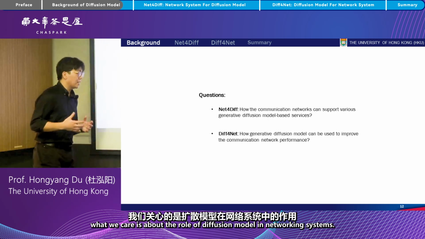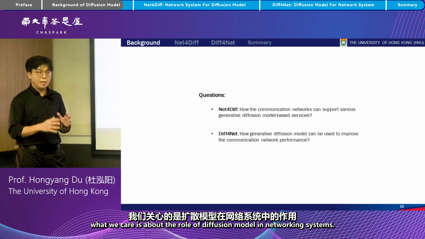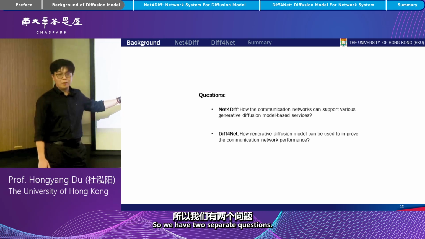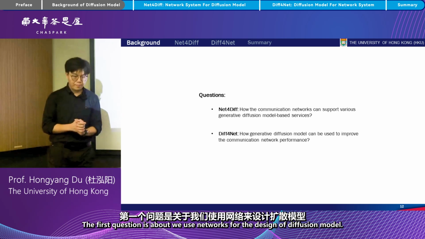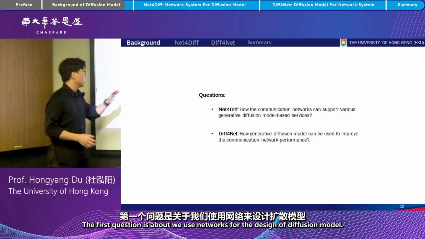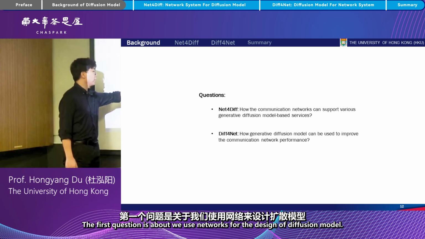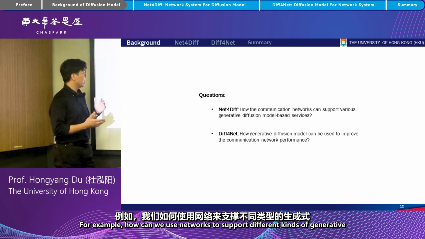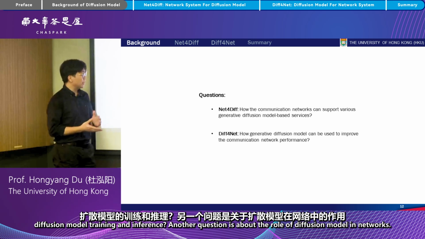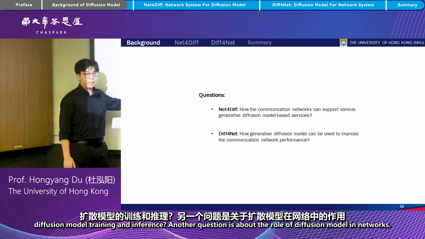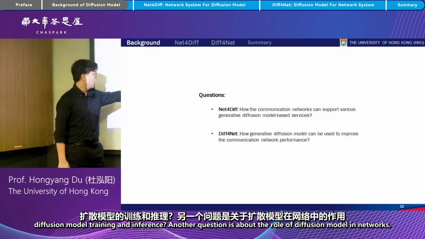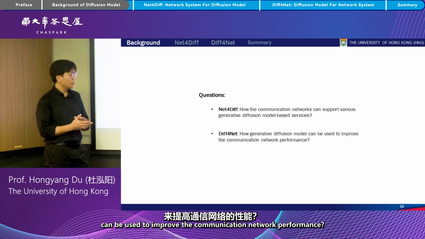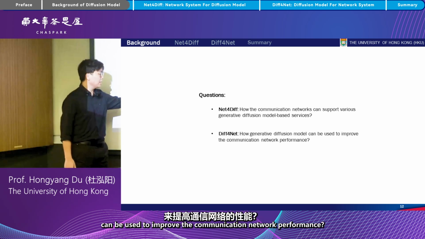But from a telecommunication perspective, what we care about is the role of the diffusion model in networking systems. So we have two separate questions. The first question is about how we use networks for the design of diffusion models. For example, how can we use networks to support different kinds of generative diffusion model training and inference? Another question is about the role of the diffusion model in networks. The question is how the generative diffusion model can be used to improve communication network performance.